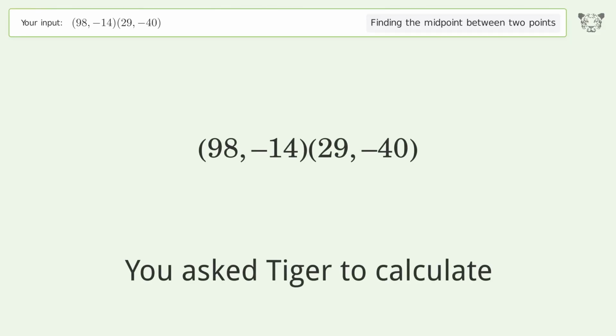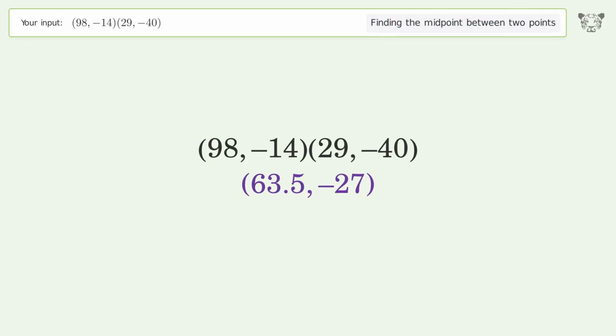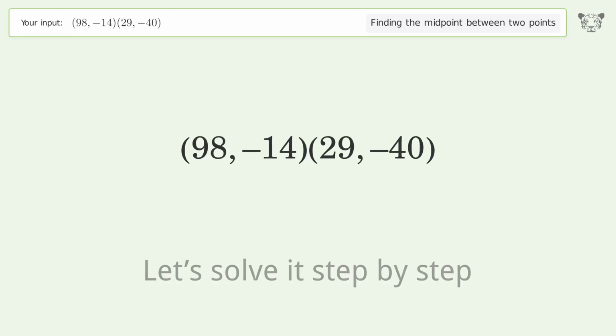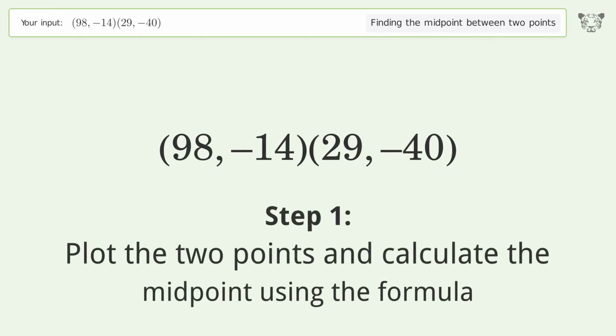You ask Tiger to calculate. This deals with finding the midpoint between 2 points. The midpoint between the 2 points is 63.5, -27. Let's solve it step by step. Plot the 2 points and calculate the midpoint using the formula.